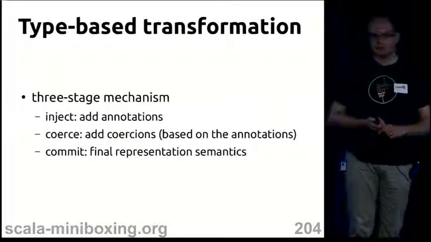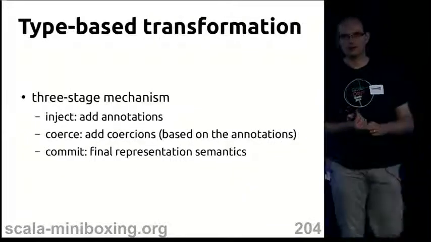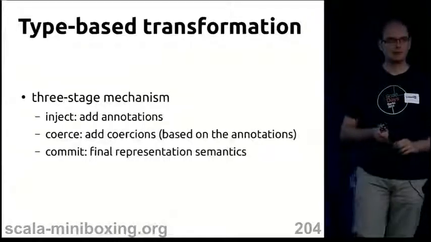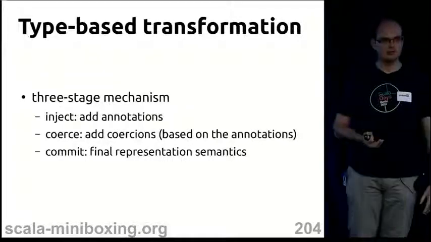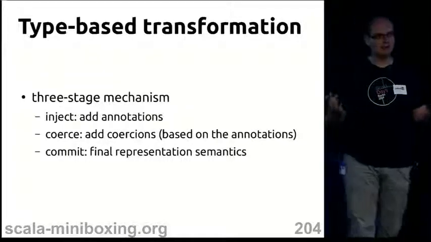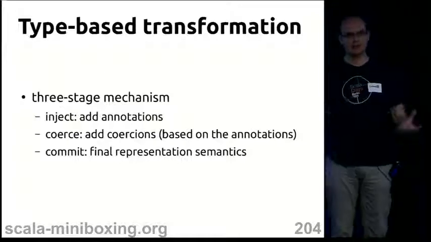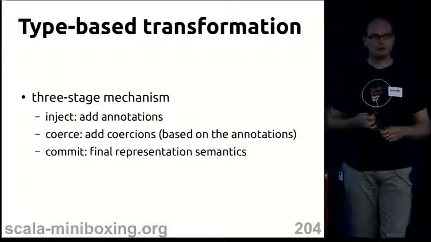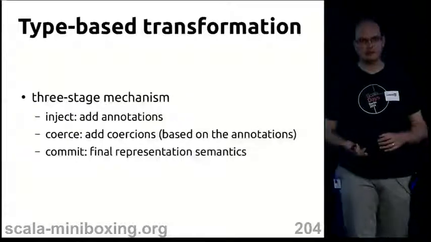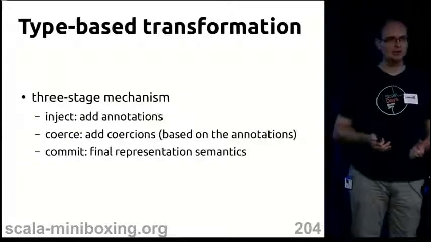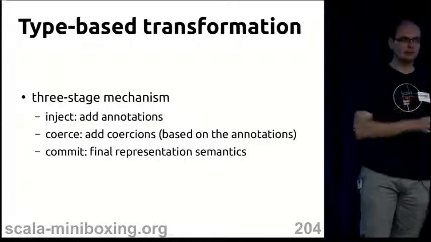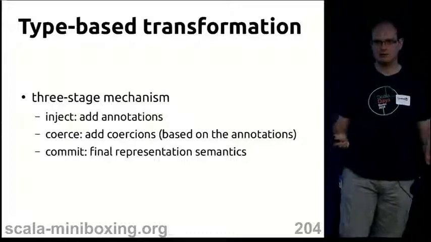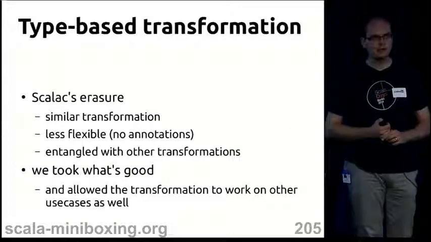Good. So let's go once again. The three-stage mechanism was something that added annotations in a very, very flexible, selective way, and then added coercions based on the type checker, on retype checking the tree. Finally, it committed to a certain representation, to a final representation.